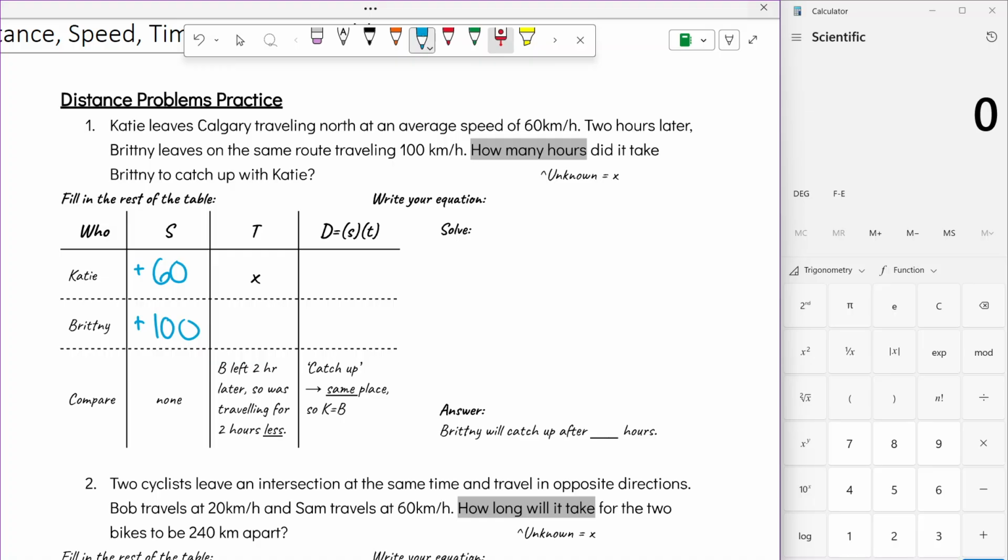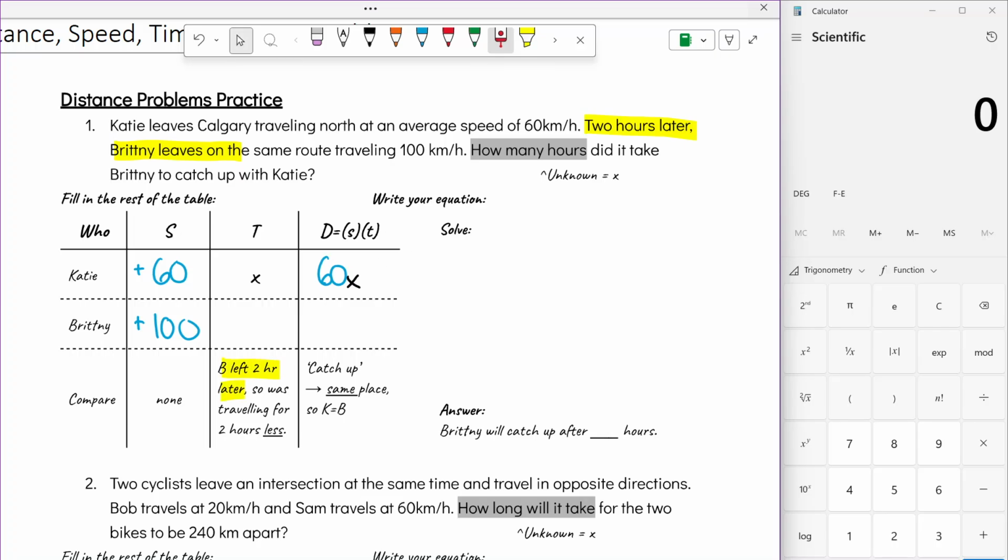Since distance someone traveled is their speed multiplied by their time, I can take Katie's speed of 60 and multiply it by her time of x, and I get that her distance is the expression 60x. Okay. Now for Brittany, I know that Brittany was traveling at 100 kilometers per hour. I already filled that in, but I do need to deal with the fact that Brittany left 2 hours later.